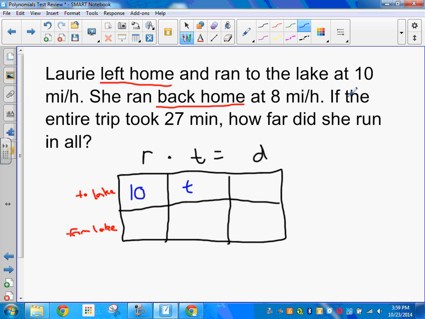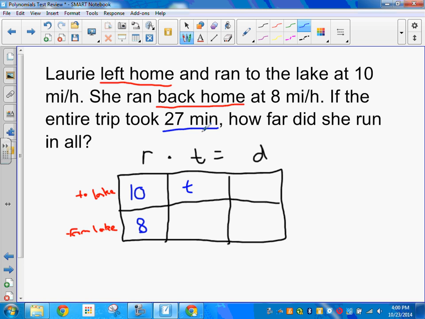If we move on to the next sentence, it says that she ran back at 8 miles per hour. So again, that's a rate, so it goes right there. And this might be the trickiest part of this problem right here. I actually recorded this problem once and messed it up because I didn't notice something. We need to look at this 27 minutes and remember something. That over here with our rate, she was not running at 10 miles per minute, which would be insane, by the way. She's running at 10 miles per hour.